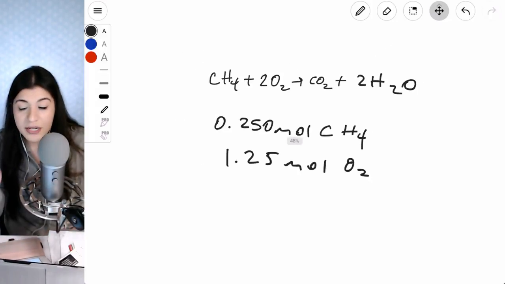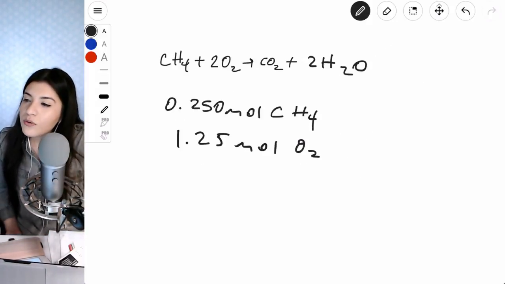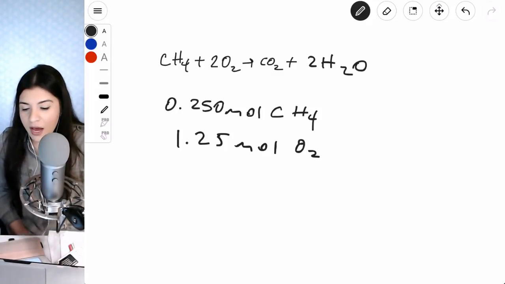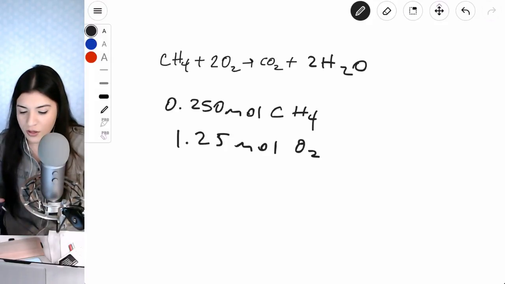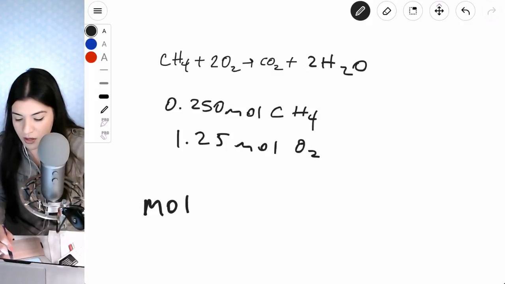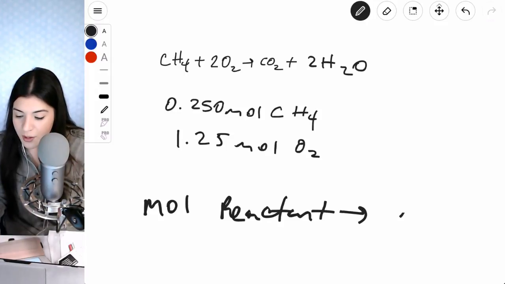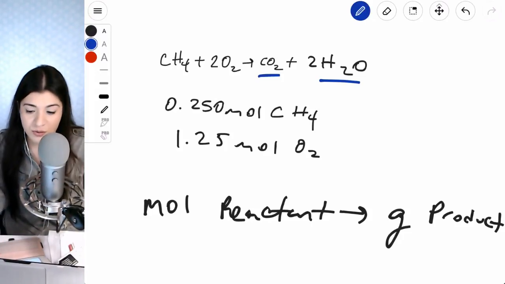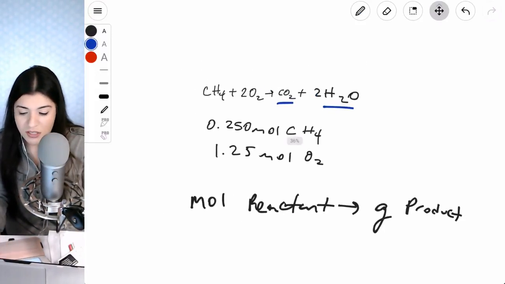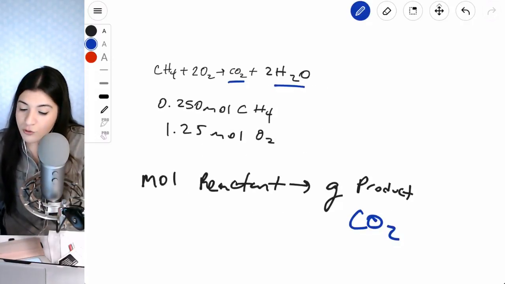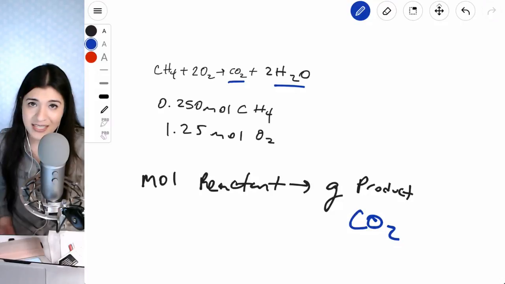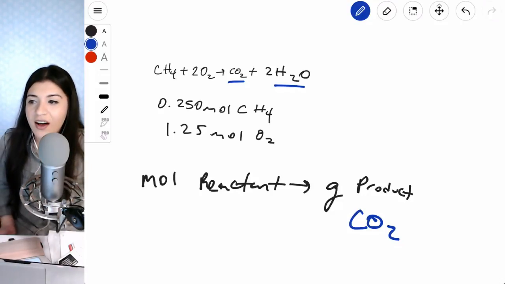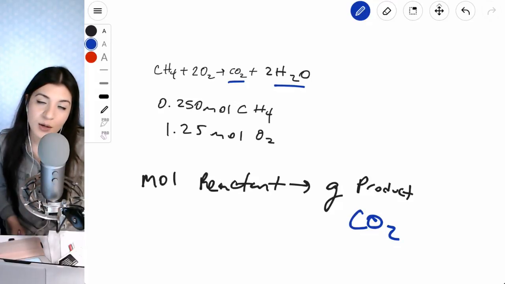All right, so figuring out the limiting reactant for this, since they don't tell you what product they want you to actually solve for, it doesn't matter what product to go to. So what I would have done is, let's go from moles of each reactant, we're going to do this twice, to then the grams of our product. And like I stated, it doesn't matter which product you decide to use. So I'm going to use CO2. Or if you used H2O, it would have given you the same limiting reactant. Doesn't matter which one you choose, since they don't specify what product they want you to go to.